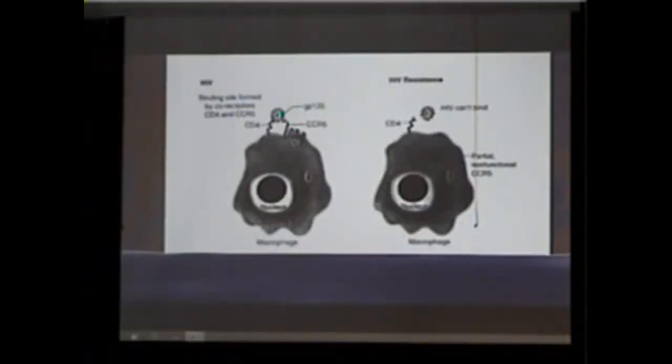This is the HIV virus. To get into the cell, you may not know this, but viruses have to have the key to get into the cell, like I have to have a key to get into my house. Okay? And the key in this case, actually, there are two locks. It's got to have a key for both of them.